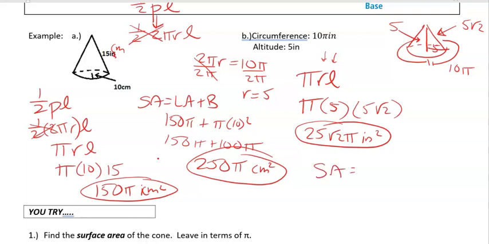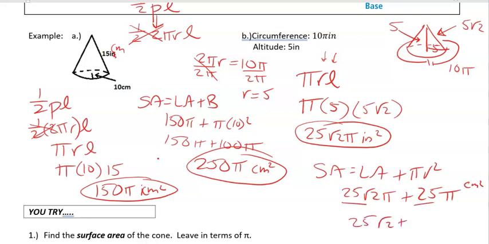Your surface area is going to be your lateral area plus pi r squared. So that is 25 root 2 pi plus 5 times 5 is 25 pi. Now, you could leave it like that if you wanted, centimeters squared. Or you can say, I have this many pi's, I have that many pi's, so I have 25 root 2 plus 25 pi. Can you combine these things in the parentheses? Are they like terms? They are not. Does anybody have any questions on that? No?